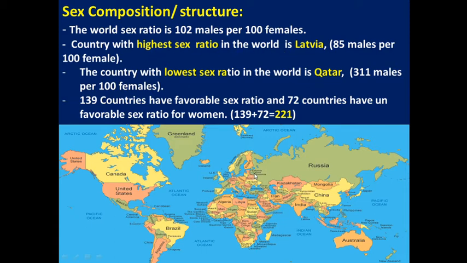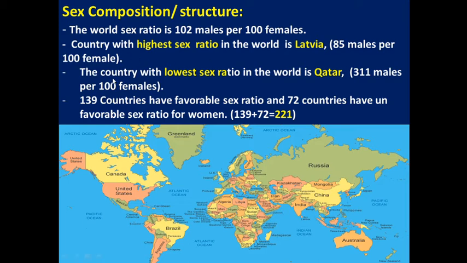Latvia is a country where the sex ratio is, out of 100 females, we have 85 males. So that means in this country, out of 100 females we have 85 male population. That means 15 males are less, as compared to 100, 15 males are less.